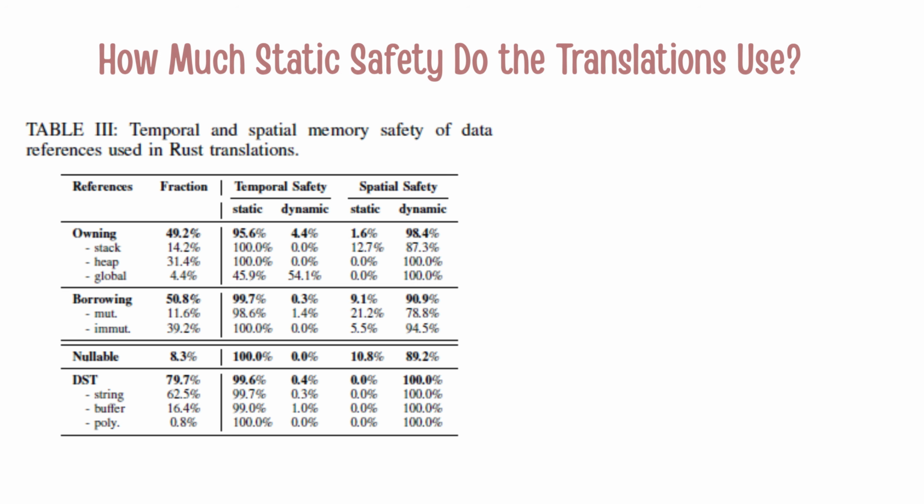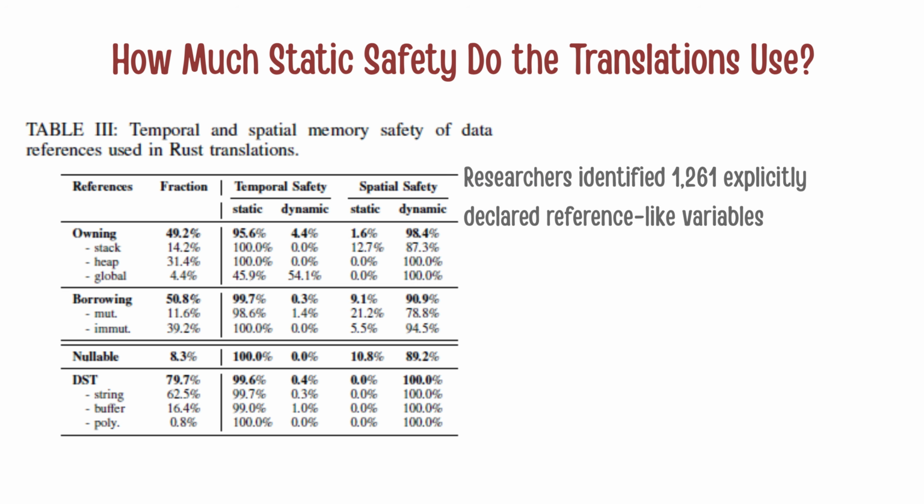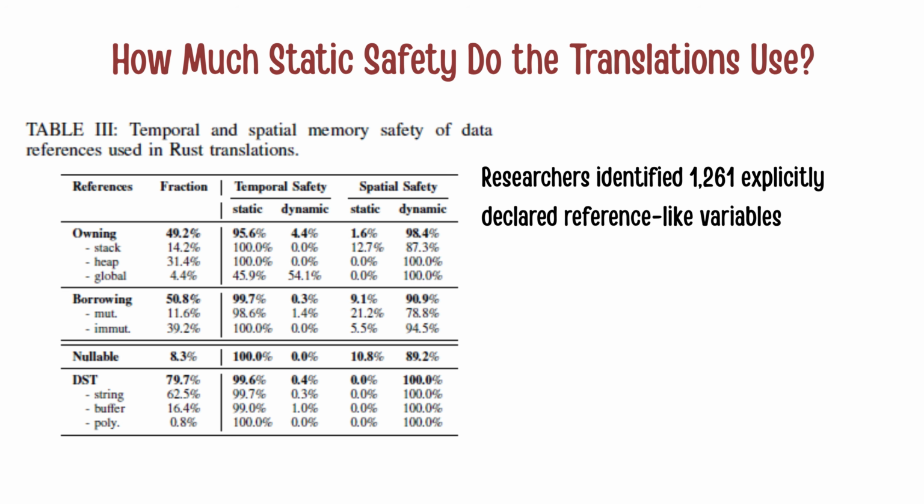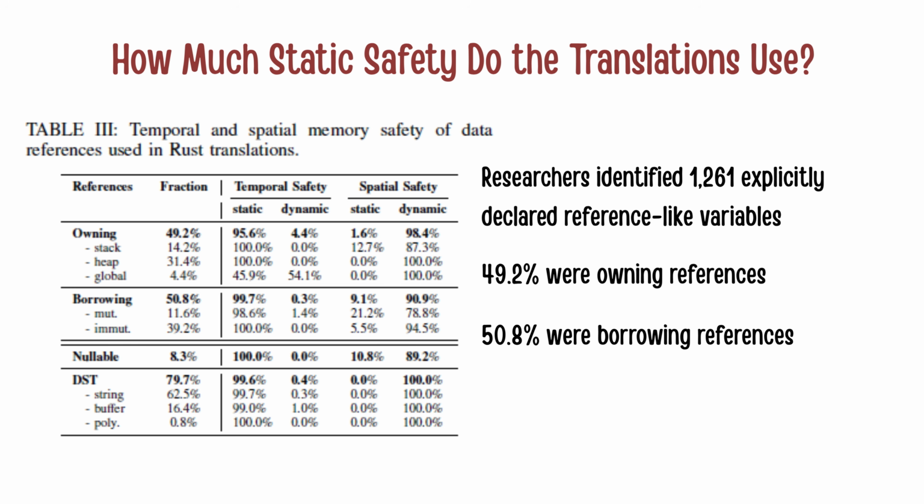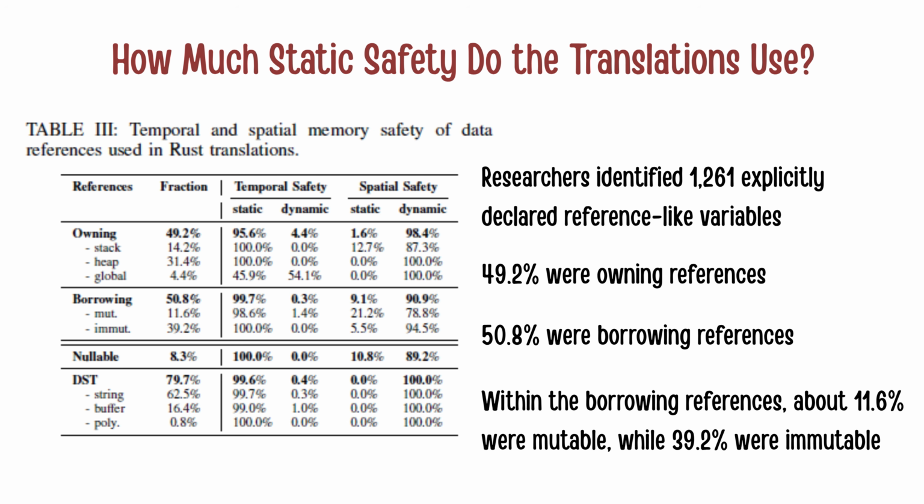Across the 31 final Rust programs, the researchers identified 1,261 explicitly declared reference-like variables. These references were roughly divided into two groups. About 49.2% were owning references, meaning they were responsible for managing the lifetime of their underlying data. The remaining 50.8% were borrowing references, which temporarily access data owned somewhere else. Within the borrowing references, about 11.6% were mutable, while 39.2% were immutable.